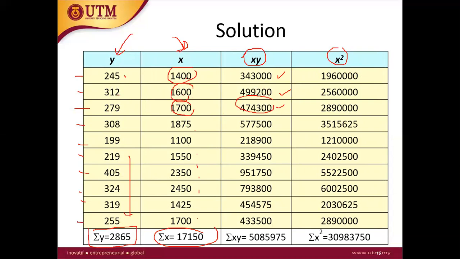Okay, and the last column is X squared. X squared means 1400 times 1400, you get 1,960,000. 1600 squared, you get 2,560,000. And the sum is 30983750 for X squared, and for XY the sum is 5085975.